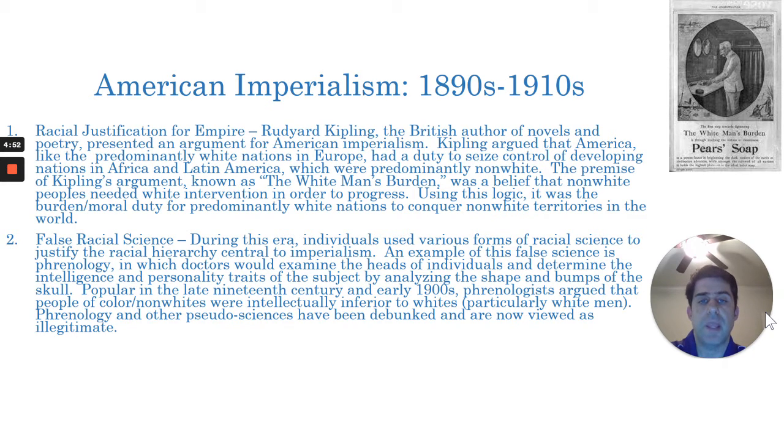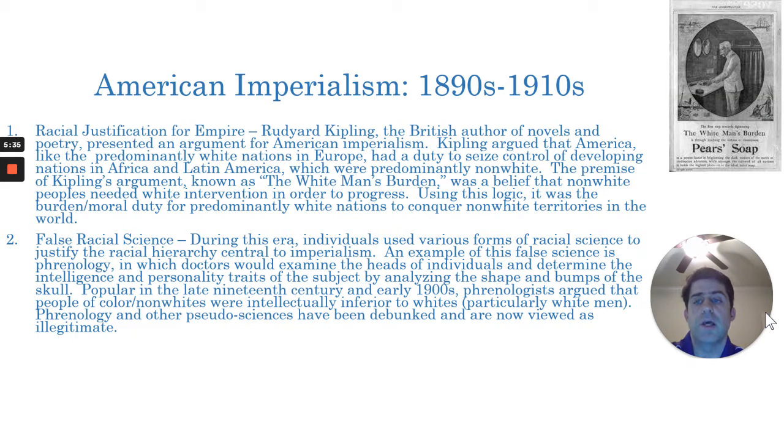Rudyard Kipling, a very famous and prominent British author who wrote novels and poetry throughout the late 19th century and early 20th century. Kipling, most famous perhaps for his novel, The Jungle Book. But Kipling was a white British man who wrote a poem called The White Man's Burden. And that poem basically served as a justification for American imperialism. He was presenting an argument for American imperialism through the poem.